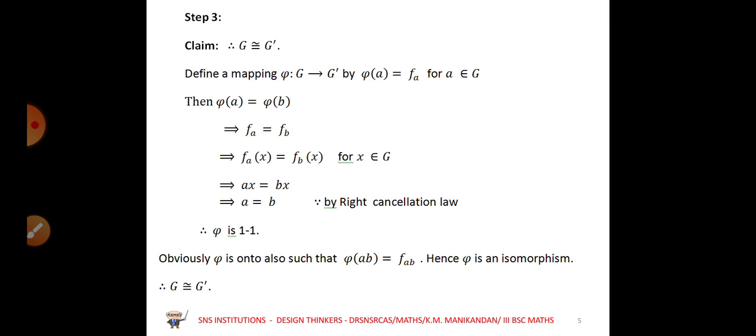So hence we have established that G is isomorphic to the group of permutations G dash.